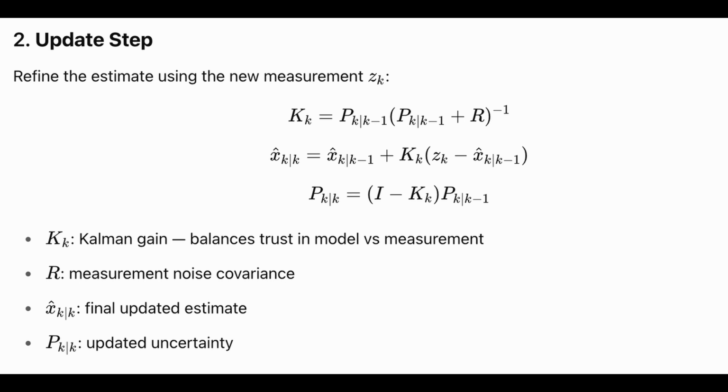The second step is the update step, which refines the estimate using the new measurement, zk. In this step, you first calculate the Kalman gain matrix, big K, at time k, which comes from the predicted uncertainty from step 1, and the measurement noise covariance matrix, R, which is a constant. Then you calculate the final updated estimate and updated uncertainty using big K.